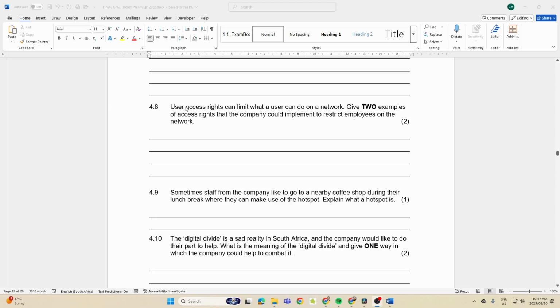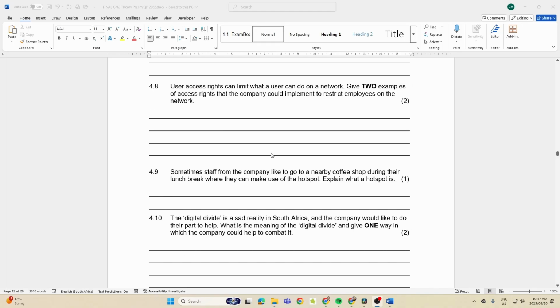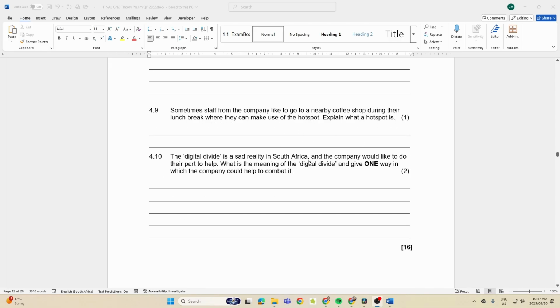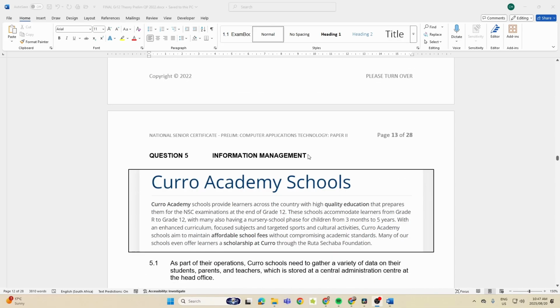Okay, user access rights can limit what a user can do to a network. Give 2 examples of access rights. So, I mean, you could go the route of saying, well, they only have maybe rights to certain printers. Maybe they can only download certain things. Maybe they might only have a certain amount of internet speed, anything like that. Then, what is a hotspot? The digital divide. Do you see how these are coming up?